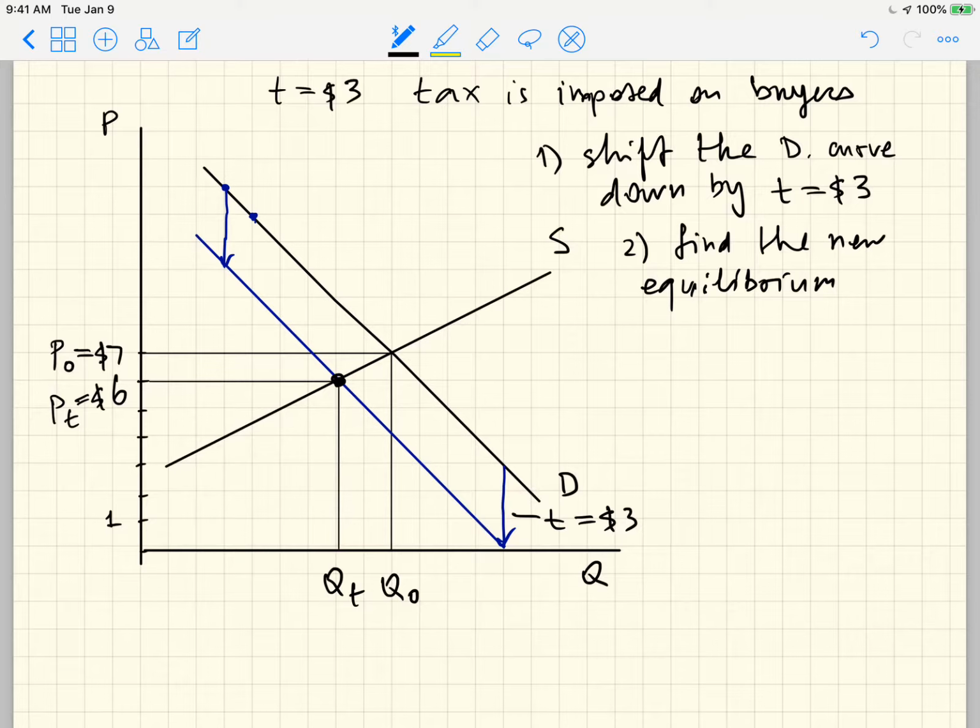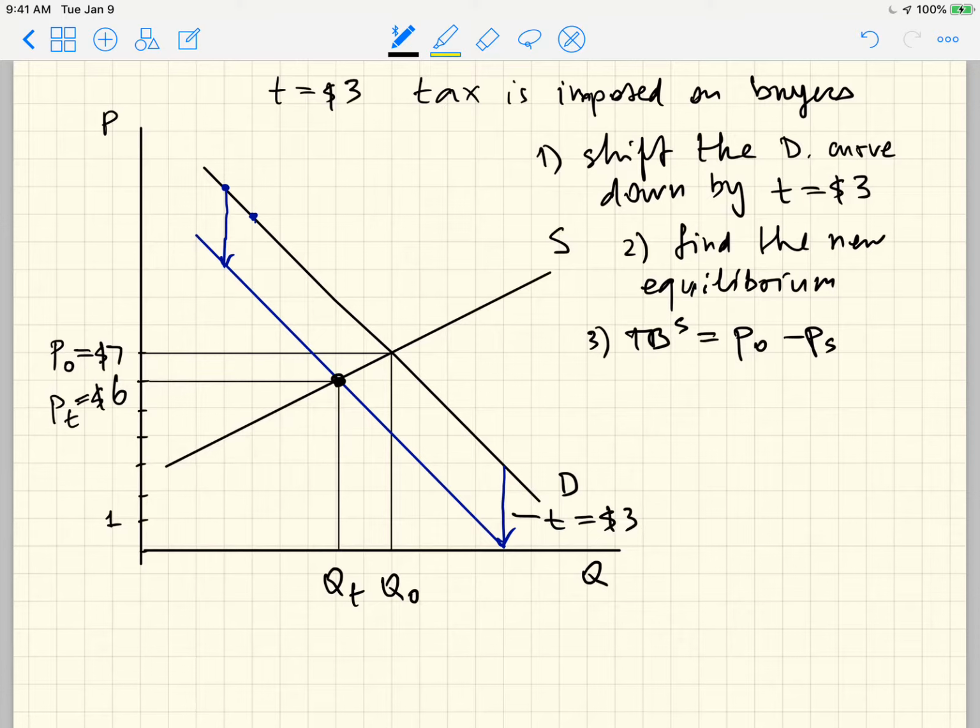Okay, so number 3 is figuring out tax burden on buyers and sellers. Let's start with sellers, because sellers are not paying the tax, so it's fairly straightforward. We already know the formula, so it's P0 minus PS, right? So it's by how much the price received by sellers goes down compared to where it was before the tax was imposed. So P0 is pretty clear where it is, right?